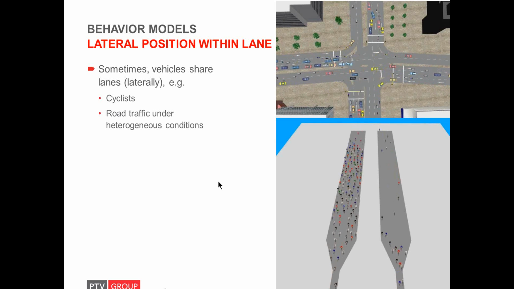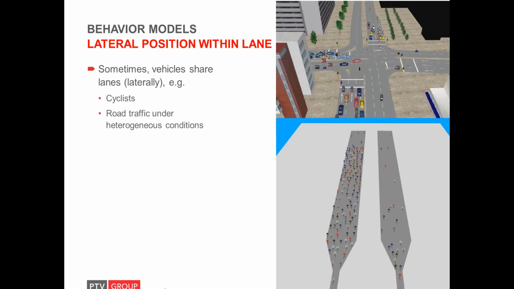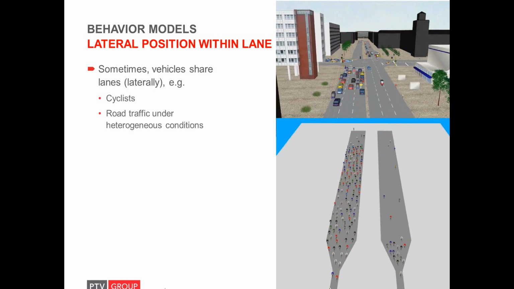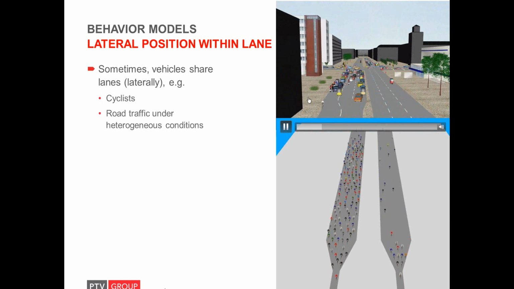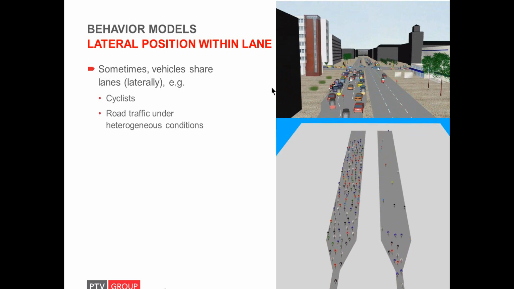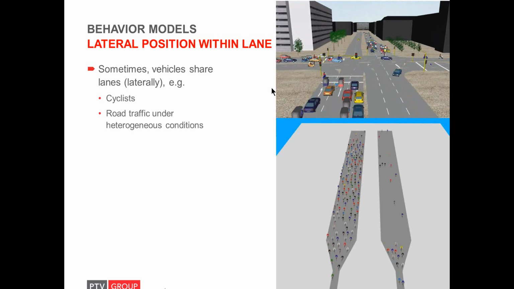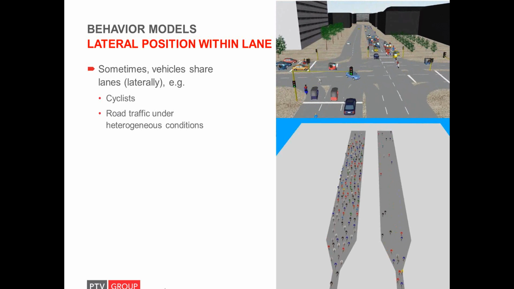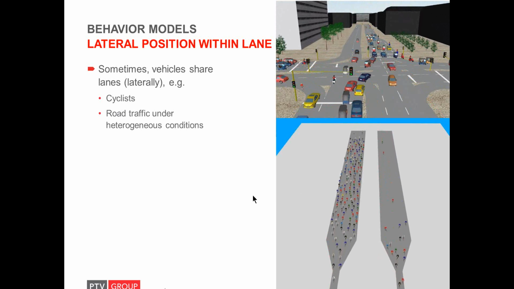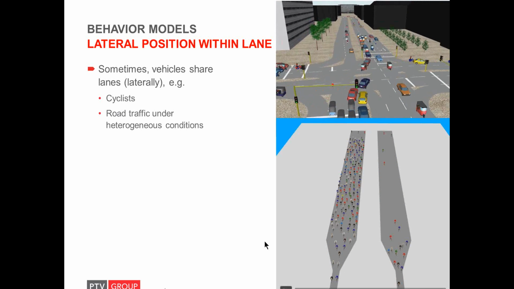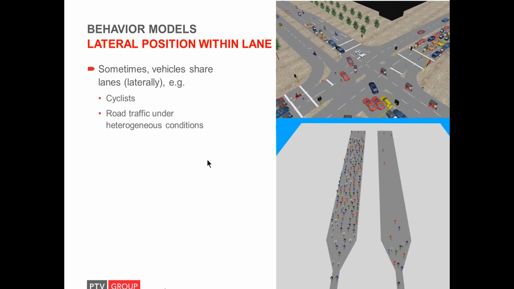In some cases, vehicles share lanes in that they arrange themselves next to each other within one lane or by ignoring existing lane markings. One example is road traffic under heterogeneous conditions. Here you can see an example with different types of vehicles arranging themselves, ignoring lane markings and simply utilizing the available space. Another example are cyclists.